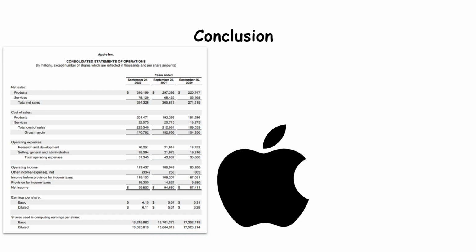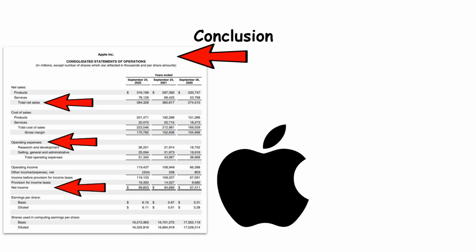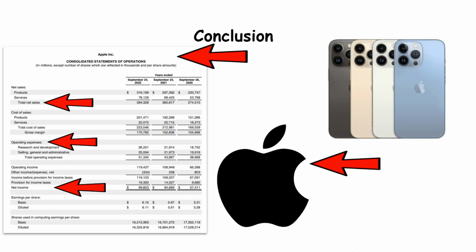In conclusion, understanding how to read an income statement is essential for anyone who wants to analyze a company's financial performance. By looking at each component of the income statement, you can get a better understanding of a company's revenue, expenses, and profitability. Using Apple's 10K as an example, we can see that Apple has had a strong financial performance in 2022, largely due to the success of the iPhone 13 and the growth of its service business.